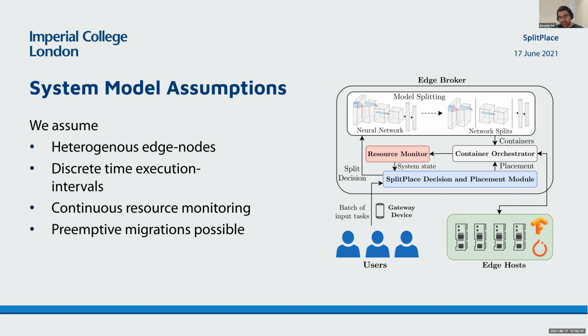The edge broker then decides which splitting strategy to use, as well as schedules these fragments to various edge nodes in the system. In terms of the workload, we divide the timeline into equal duration intervals and create workload tasks at the beginning of each scheduling interval as a batch.